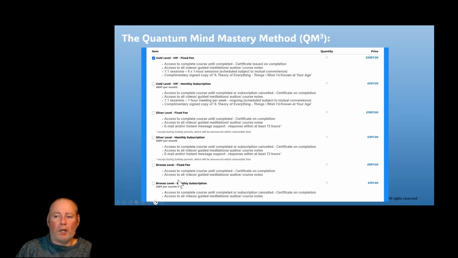Bronze level is access to the course, videos, and guided meditations. The silver level is with email or instant message support. And the gold level is for one-to-one consultations. For the monthly subscription, you get an hour a week, which is ongoing until you cancel your subscription. And for the fixed fee, six one-hour sessions, whenever they want to arrange them.